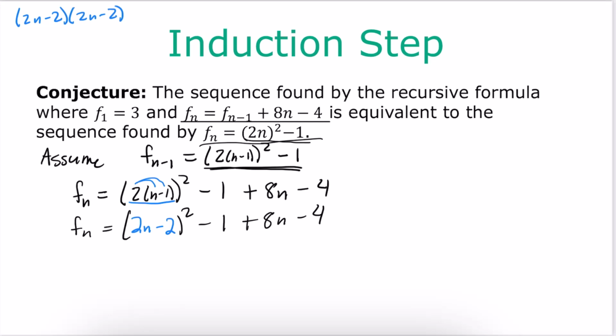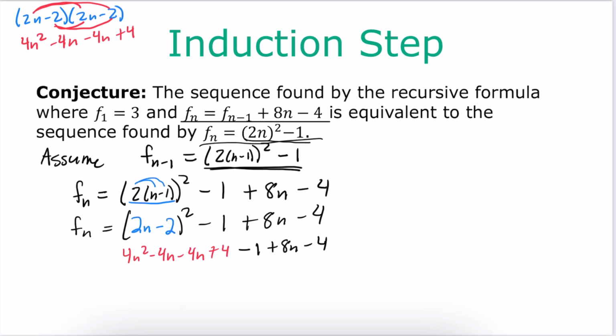But if I multiply that by itself twice, 2n times 2n gives me 4n squared. 2n times negative 2 gives me negative 4n. Negative 2 times 2n gives me negative 4n. And negative 2 times negative 2 gives me positive 4. So basically that number squared ends up giving me 4n squared minus 4n plus 4, minus, whoops, I'll color code these so it's clearer to see. Then I still have this minus 1 plus 8n minus 4 for the nth term.